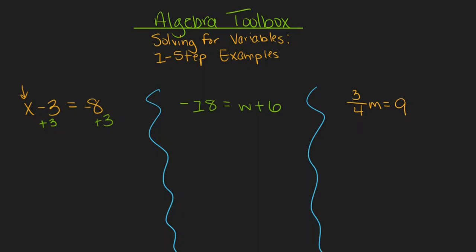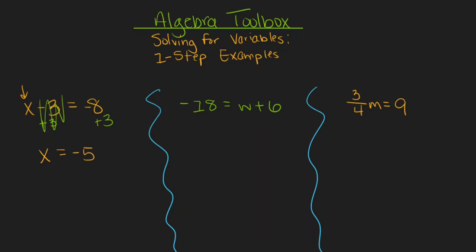On the left side, subtracting 3 and then adding 3 cancel each other out. So these two operations basically create an addition of 0, which doesn't change the value at all. So the only thing remaining on that left side is x. On the right side, negative 8 plus 3 takes me to negative 5.